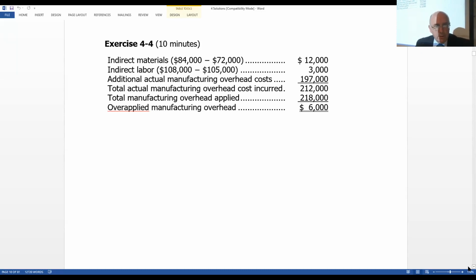So indirect materials, 84 minus 72 is 12. Indirect labor, 108 minus 105 is 3. And the additional actual manufacturing overhead costs were 197. So the actual costs were 212,000. They applied 218,000. That's 6,000 more. So they overestimated. They estimated 218. It was only 212. So it's overapplied, overestimated.